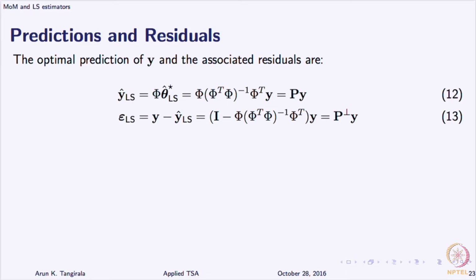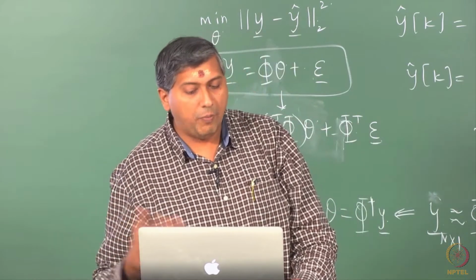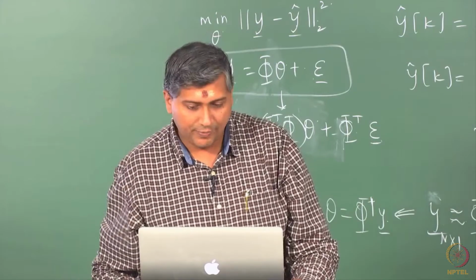Now, I have used a hat. Earlier when I was solving the theoretical least squares problem, I did not use a hat. This theta hat is an estimate of the true theta least squares that you would have obtained had you looked at the entire vector y and the entire matrix phi. So, y hat is simply phi times theta hat. Very simple, plug in the estimate, get your prediction.